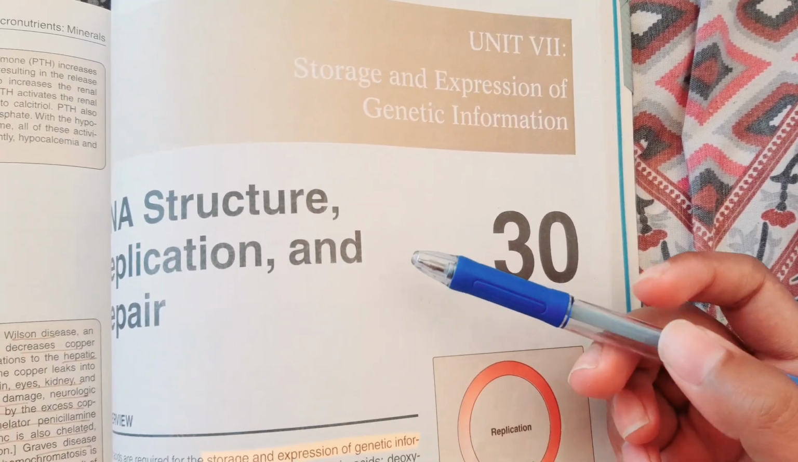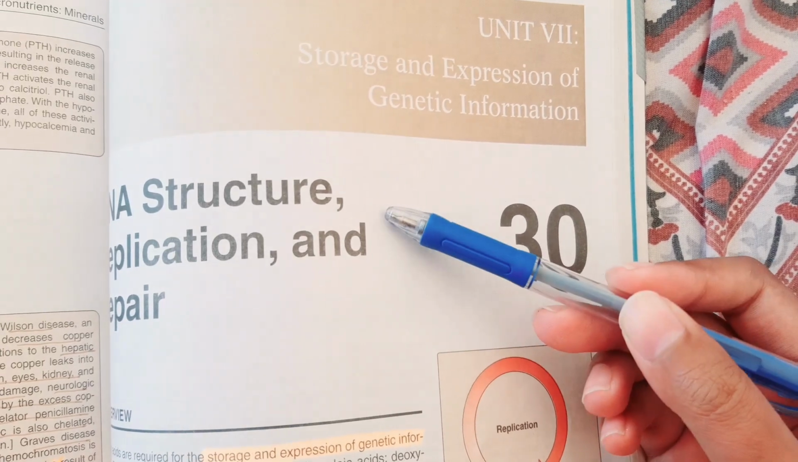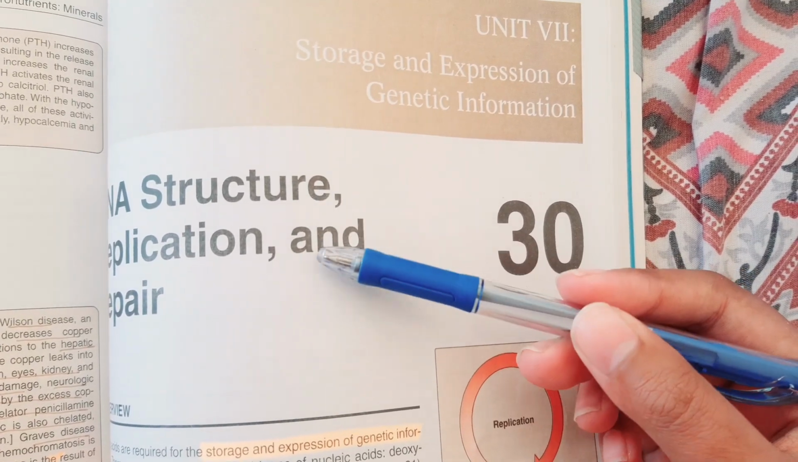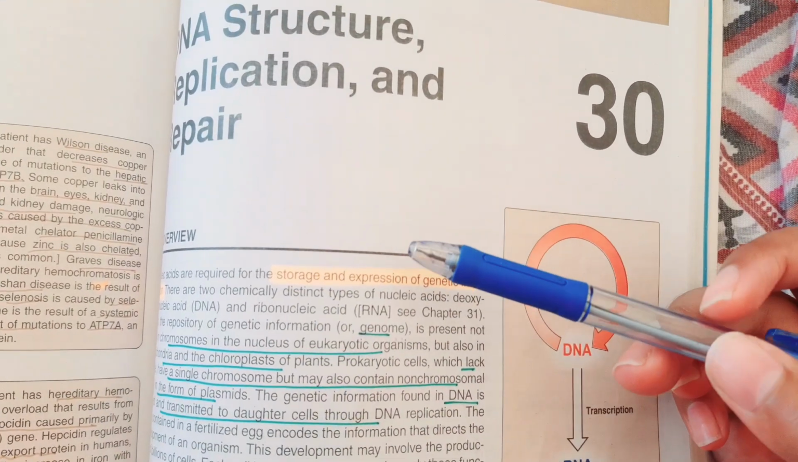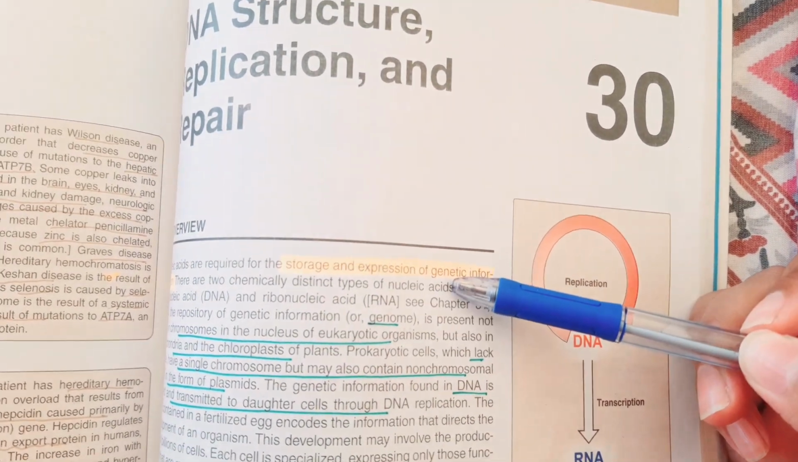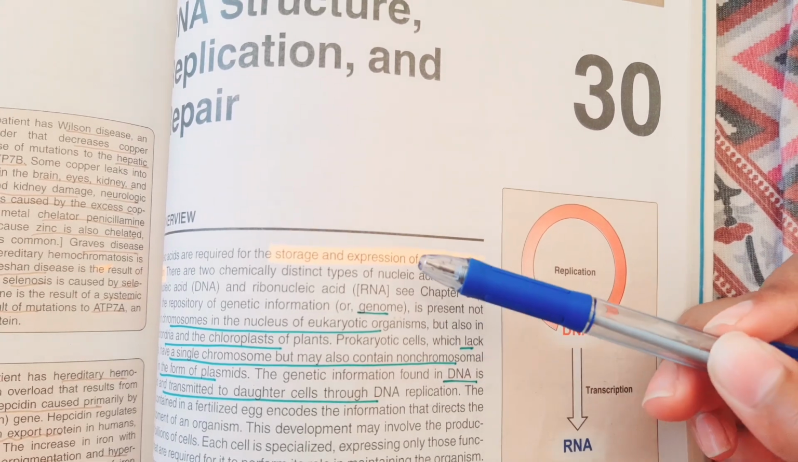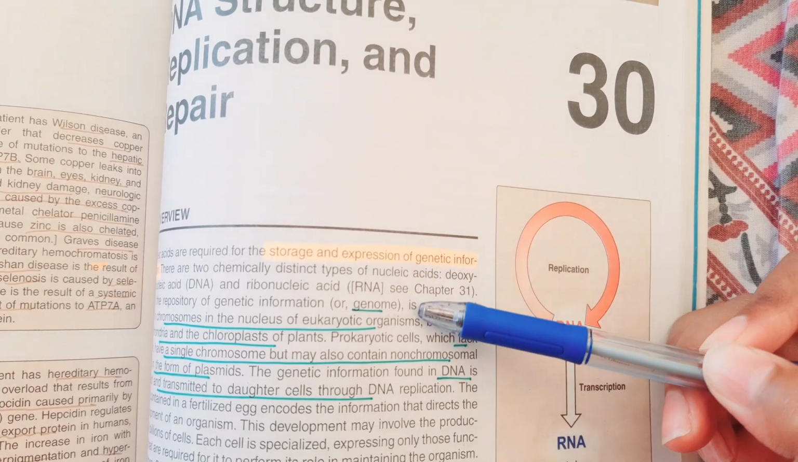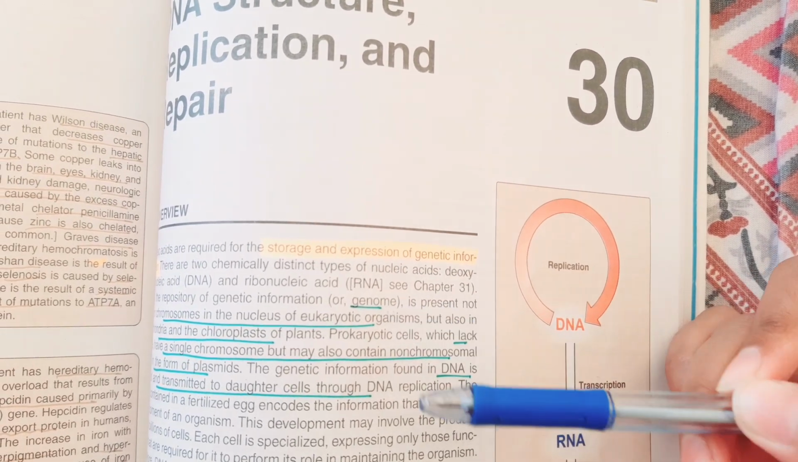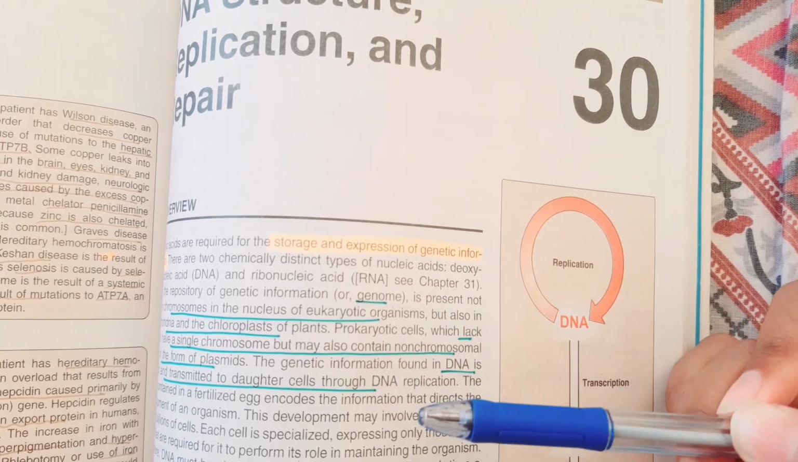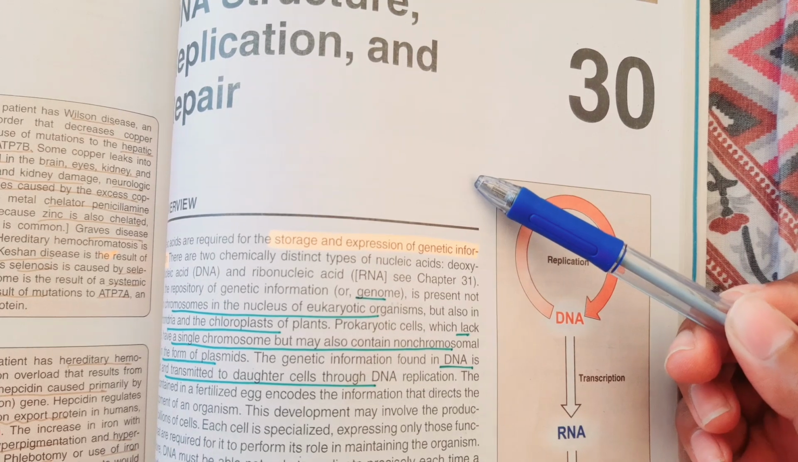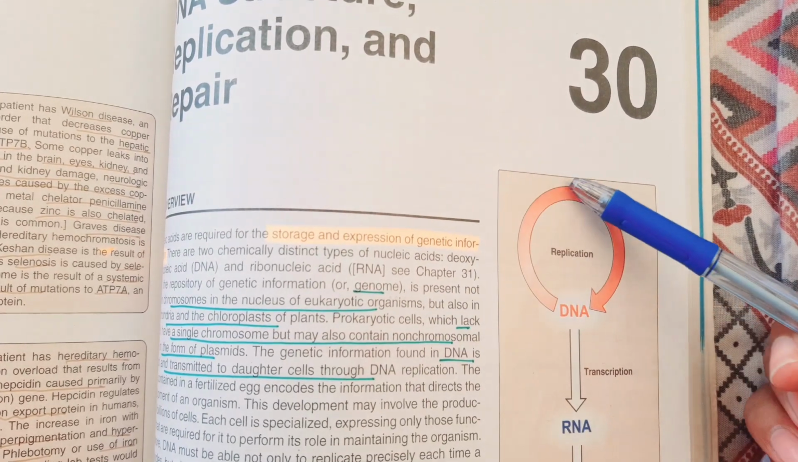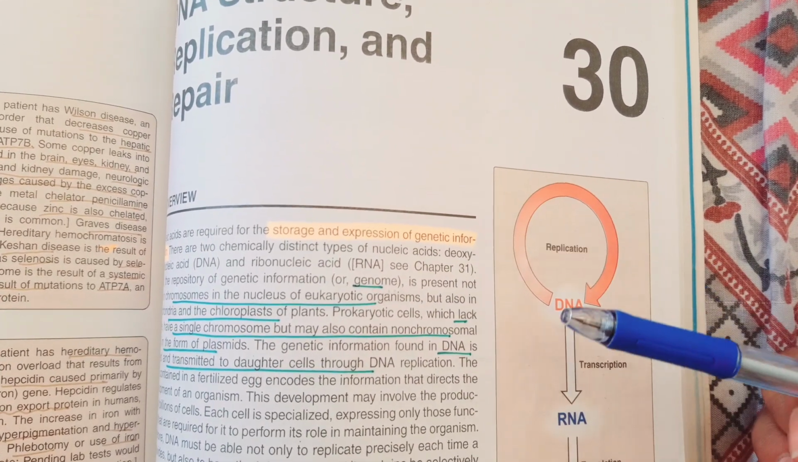Nucleic acids are of two types, DNA and RNA. In this chapter we are studying DNA structure, replication and repair. Nucleic acids are required for storage and expression of genetic information. What is DNA? DNA is basically required for genetic information transfer, or it is a repository of genetic information. It contains hereditary information that is transferred through DNA replication from one generation to the next.